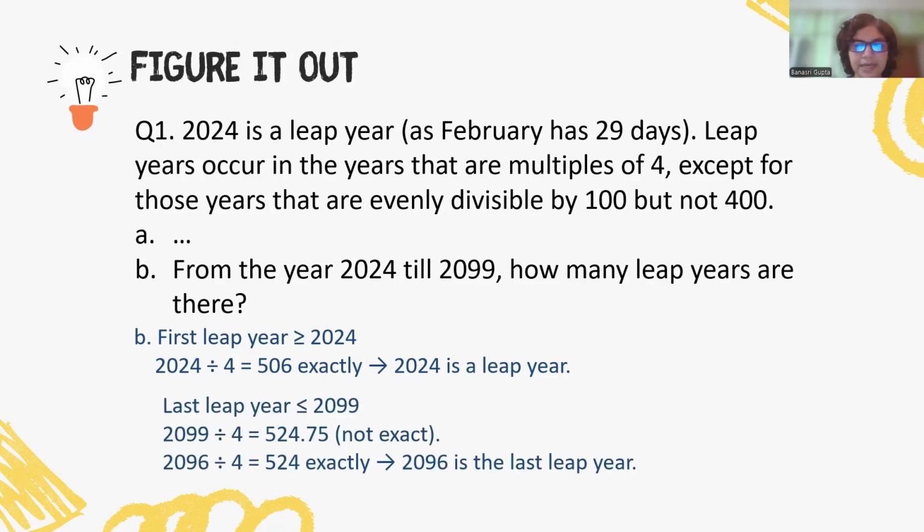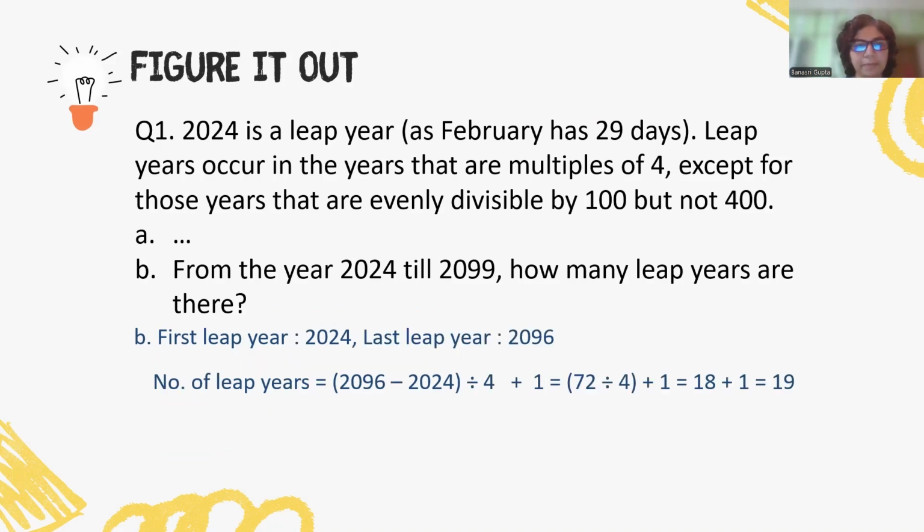Then what is the last leap year less than or equal to 2099? If we divide 2099 by 4, we see that it's not exactly divisible by 4. So before 2099, which year is exactly divisible by 4? That is 2096. So 2096 is the last leap year in this range. So to get the number of leap years, you have to divide the difference of these 2 years by 4 and add 1. This is important. I will discuss why we have to add 1. The difference is 72. 72 divided by 4 plus 1, that is 18 plus 1, the answer is 19 leap years.